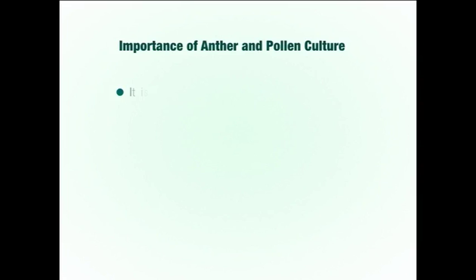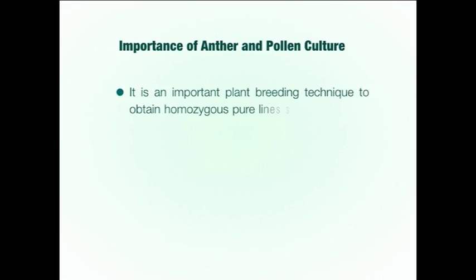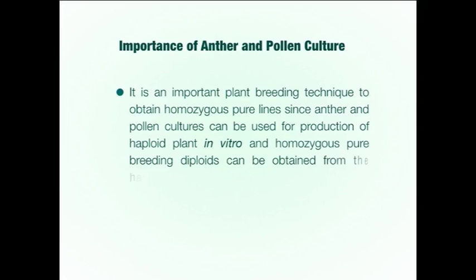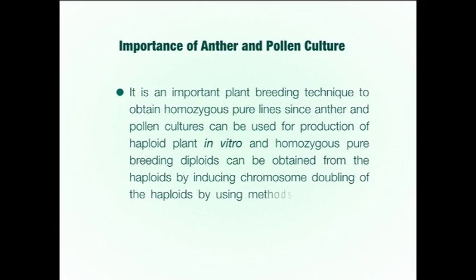The first importance is that it is an important plant breeding technique to obtain homozygous pure lines, since anther and pollen cultures can be used for production of haploid plants in vitro, and homozygous pure breeding diploids can be obtained from the haploids by inducing chromosome doubling using methods like colchicine treatment.